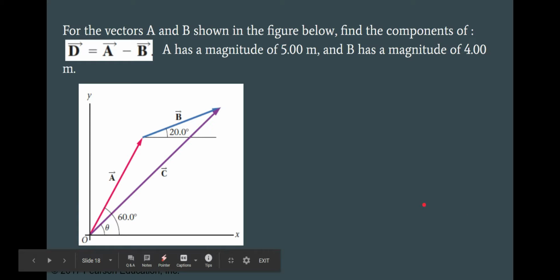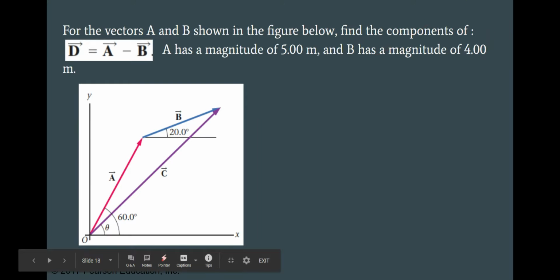Okay, so let's work a problem using that. And if you want to give this a try on your own, hit pause and then play when you're ready. So for vectors A and B here, we are actually going to find D, and you'll notice D is not shown here. So D would be the vector that would happen if we took B and we flipped it around in this direction.